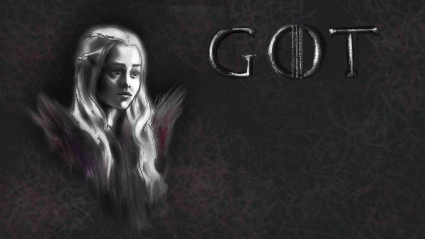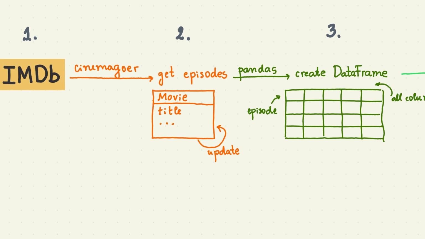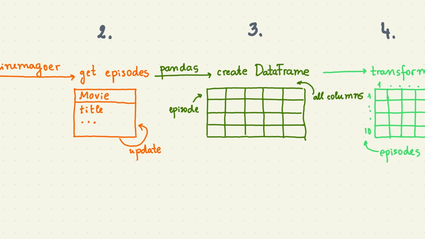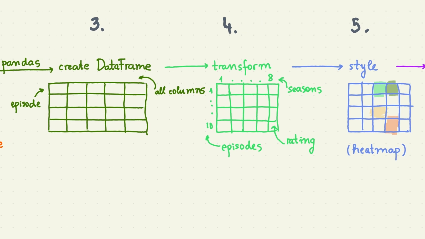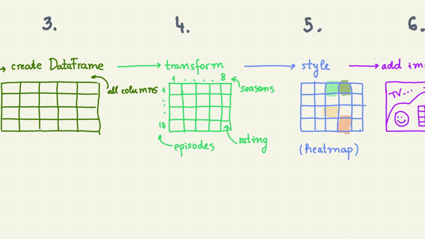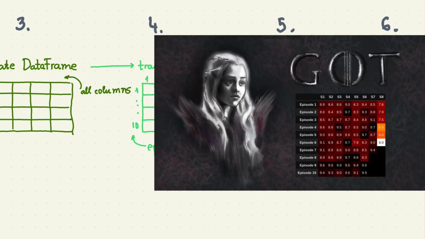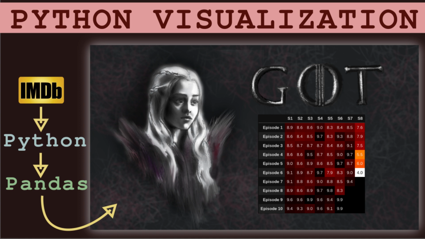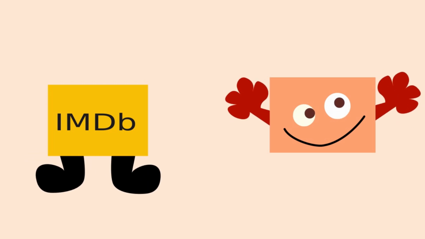Today we are making a small project for visualization of data from IMDB. We'll see how to get information from IMDB, how to process it using Python and Pandas, and finally style it for more interesting visualization. Today's example is for Game of Thrones and the episode's rating, but it can be customized to your liking. More on that later. If that sounds good to you, let's get started!